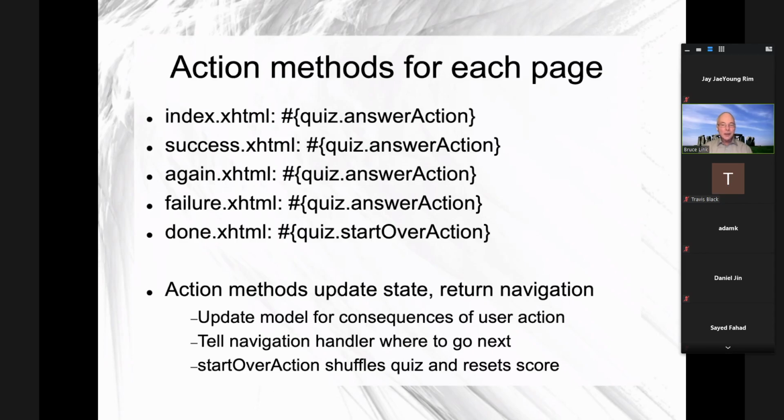And we'll start over then, and I'm going to reset the score, shuffle the quiz. Now, at the moment, that only happens when you're done. But with this backend logic, you could put another button on the intermediate pages that said, I'm out of here, I want to start over. And you wouldn't have to change the Java, with any luck. It should just work.